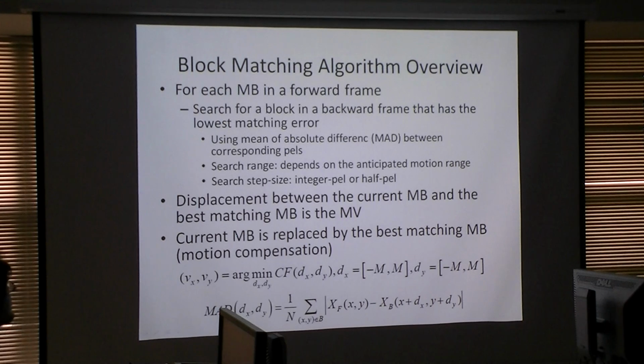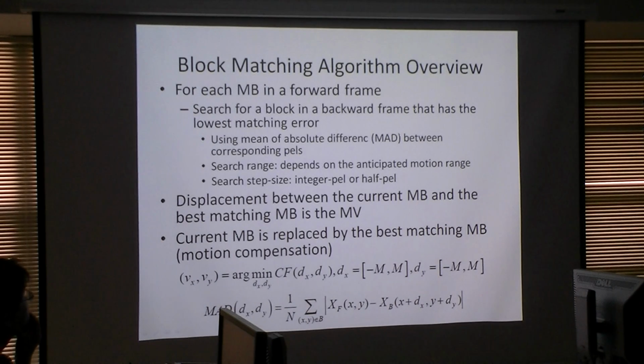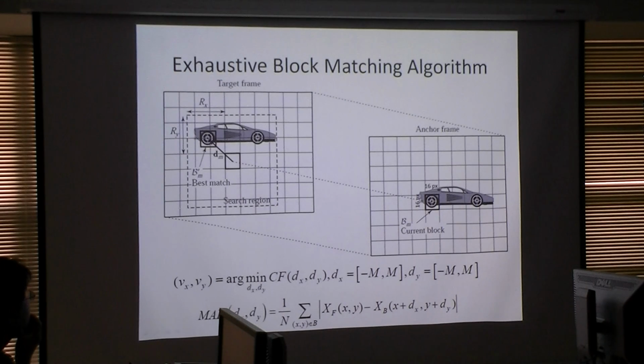Here is a summary of the aforementioned block matching method, and we can skip it. I think I have explained those. MV is the motion vector. We call dx and dy the motion vector. MB is a macro block. Yeah, it's this bold square block.